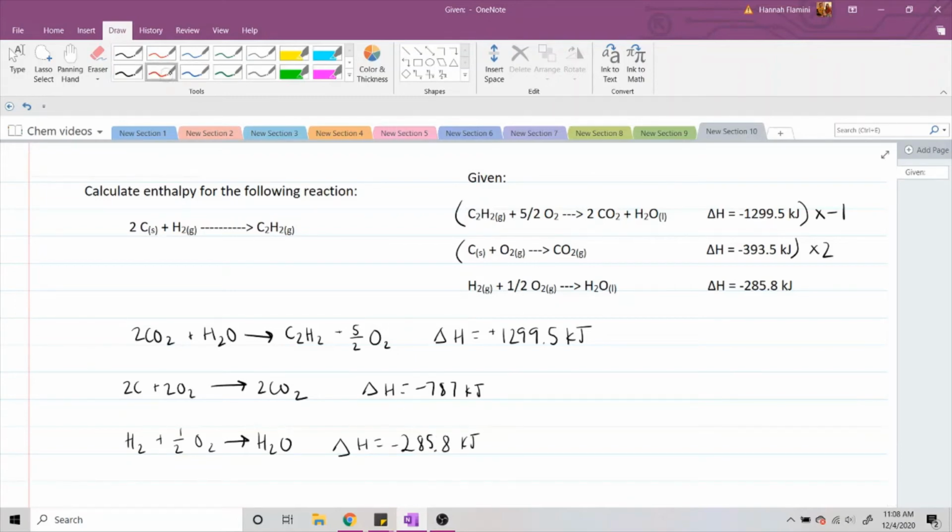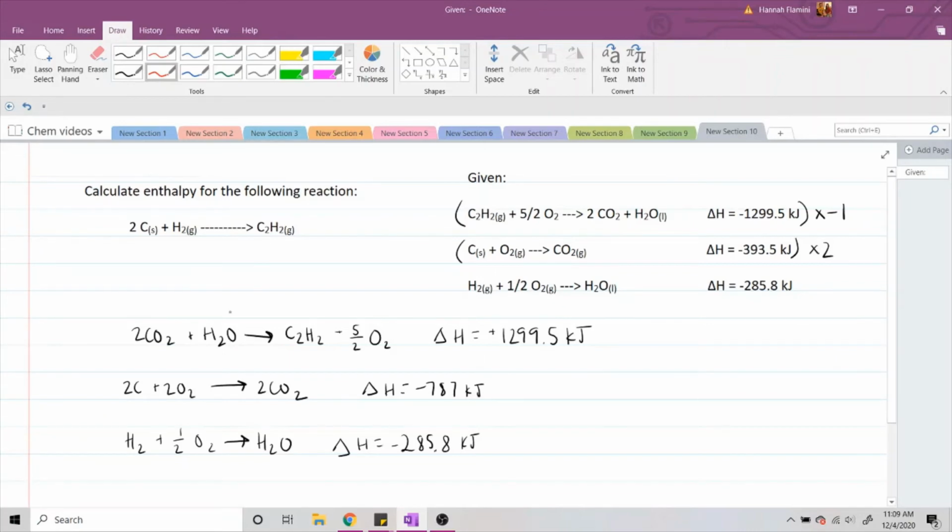So now we're going to see if things can cancel out because we obviously need to condense all of these into one. So things will cancel out if they are on opposite sides of the equation, so like products and reactants. And if they have the same coefficients, they'll completely cancel out. If they have different coefficients, you cancel out the smallest one and subtract that from the biggest one. And the biggest one will have some leftover.